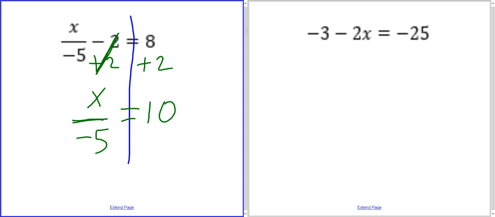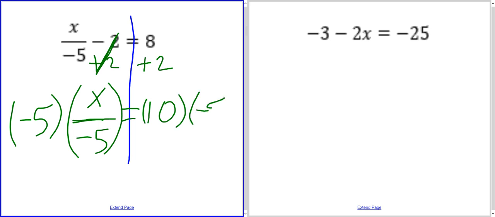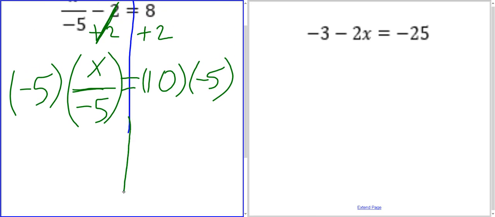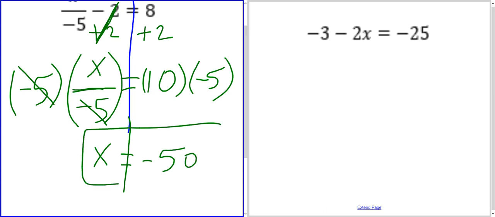X isn't by itself yet. It's still being divided by negative 5. So multiply both sides by negative 5. Oops, sorry. So when you finish that one up, these negative 5's cancel, so I get x equals negative 50. Okay, try the next one on your own.